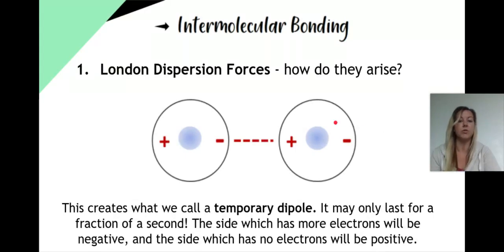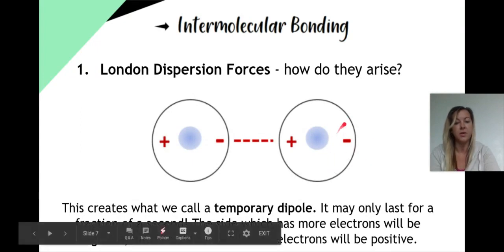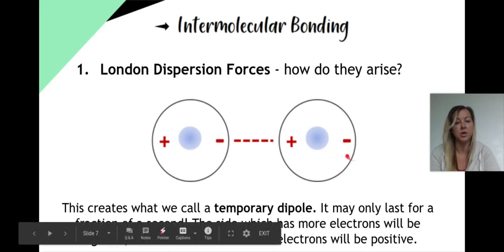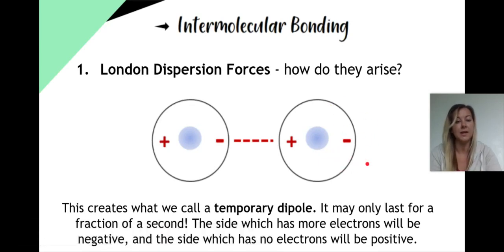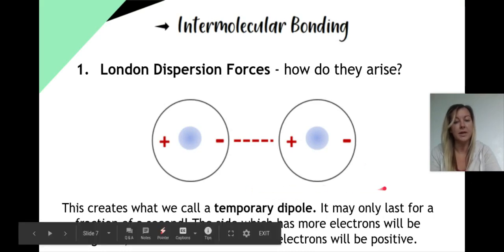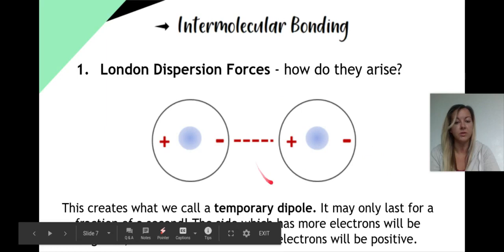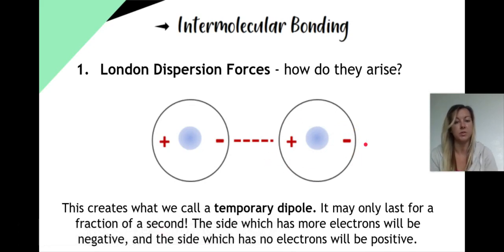So on the right-hand side, if we're talking about where we were before, all of the electrons give us a partially negative charge here. So it basically creates a dipole in the atom, but it only lasts for milliseconds. So we call it a temporary dipole. So this temporary dipole has one end of the atom being partially negatively charged and the other end of the atom being partially positively charged. The side with the electrons is going to be the negative side, and the side without the electrons is going to be the positive side.